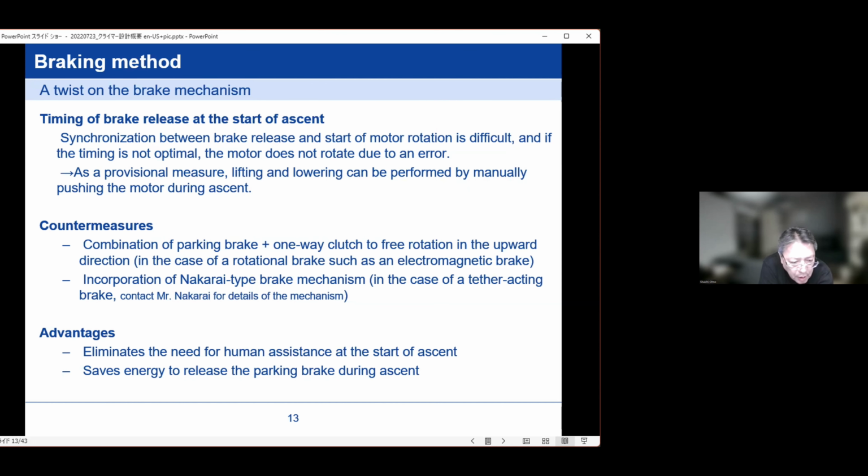countermeasure. When these brake mechanisms are used, the manual assistance that was previously used as a temporary measure becomes unnecessary. And when timing is critical, the brake release time can be adjusted easily, which is an advantage. Another advantage is that the energy required to release the brake can be made smaller.